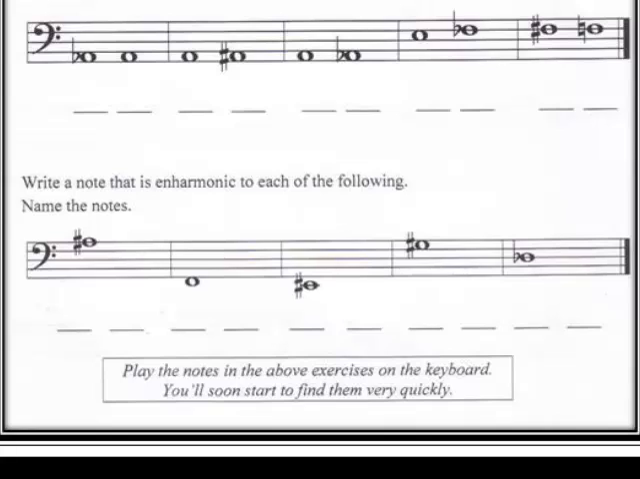Number 18 says write a note that is enharmonic to each of the following. Name the notes. In this case, you can decide whether you're going to use a note name that's higher or lower. It's totally up to you. It's always a good idea to play these on the piano after you've done them. It's a really good way to double check your work.